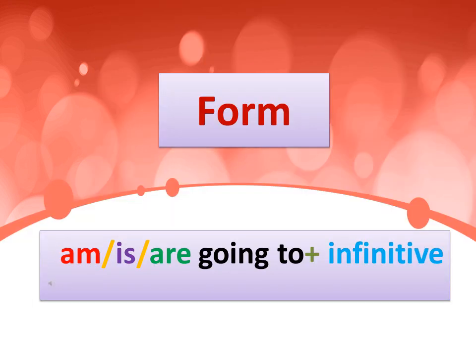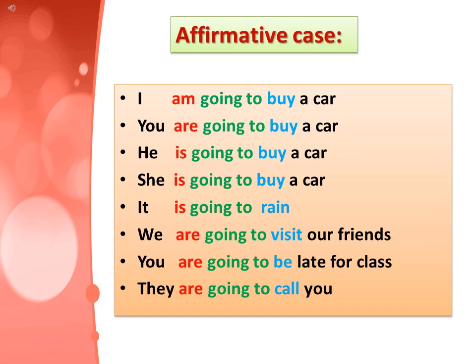Now let's see the form of be going to. As you notice, there is a verb at the beginning. We have the verb to be at the beginning of it. Be going to: be is the verb, it can be am or is or are, we have already seen it. So what is the form? Am plus going to plus infinitive, or is going to plus infinitive, or are going to plus infinitive.